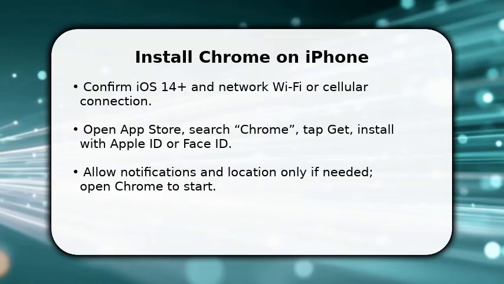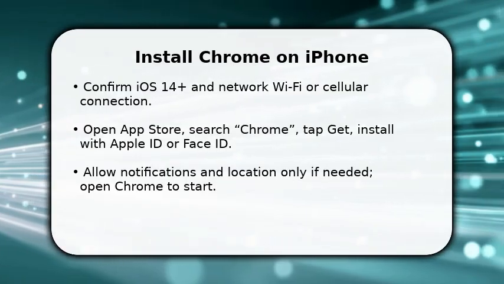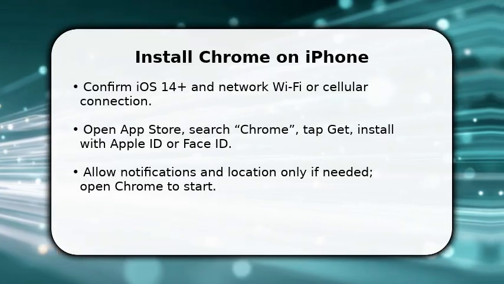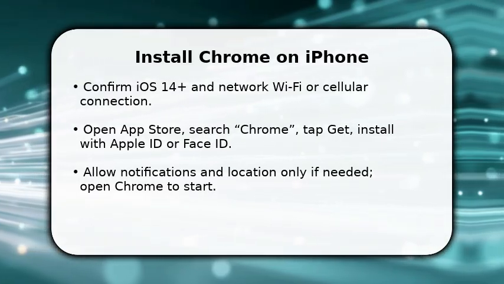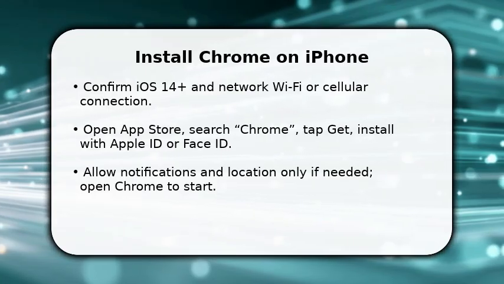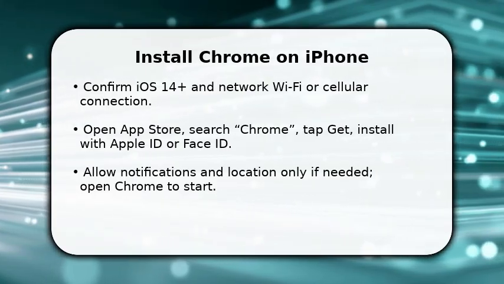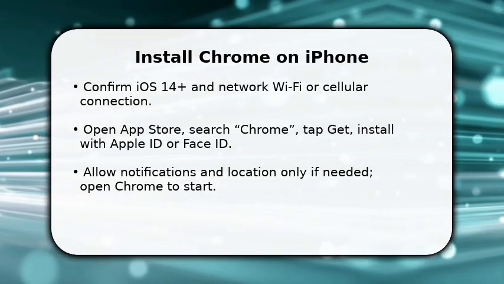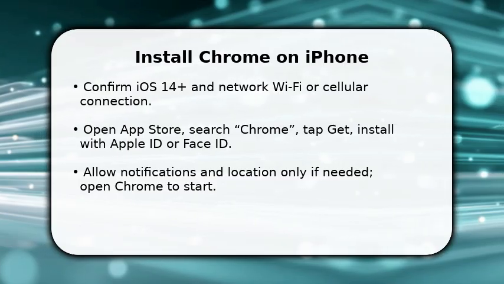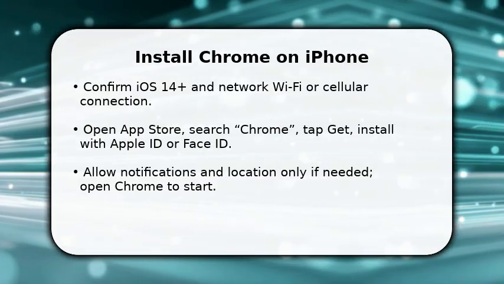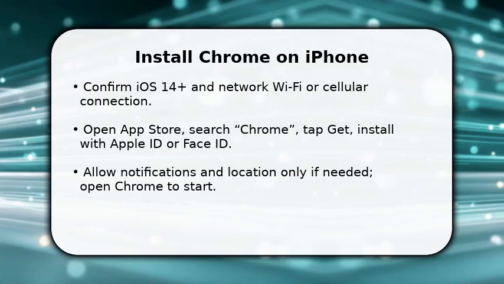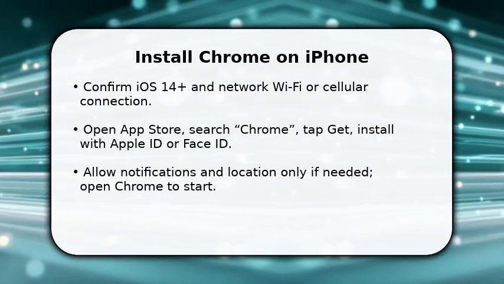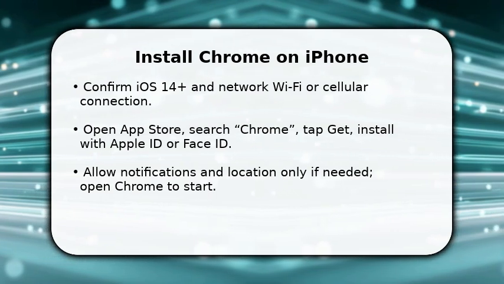You'll begin by making sure your iPhone runs iOS 14 or later and is online. That matters because some features require newer iOS. Next, open the App Store, search for Chrome and tap Get, authenticate with Face ID, Touch ID, or your Apple ID. Once installed, launch Chrome so it can request permissions. Grant only the permissions you need. For example, allow location for maps but decline notifications if you prefer fewer alerts. This gets you straight into the browser and ready to configure.